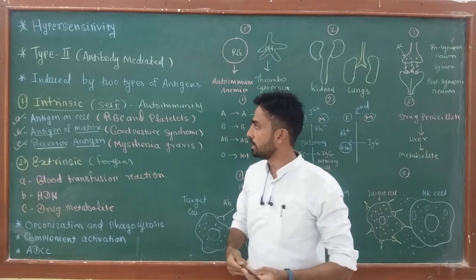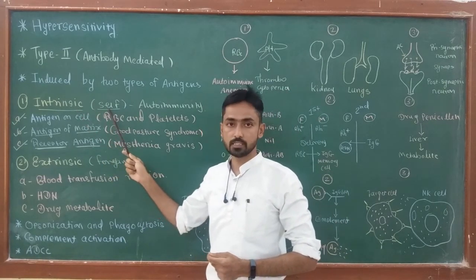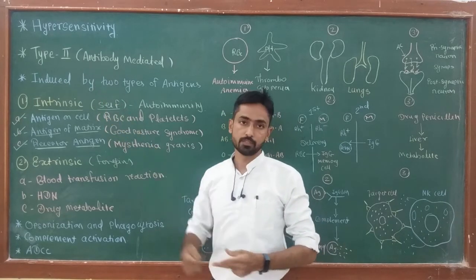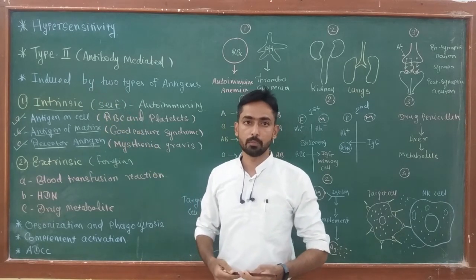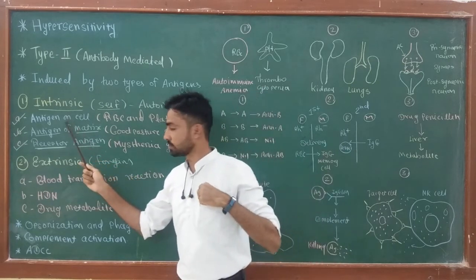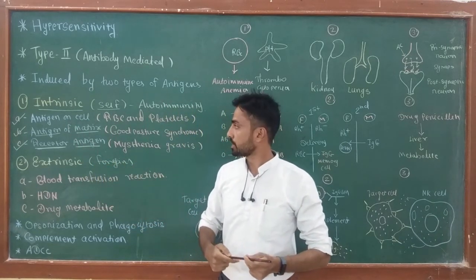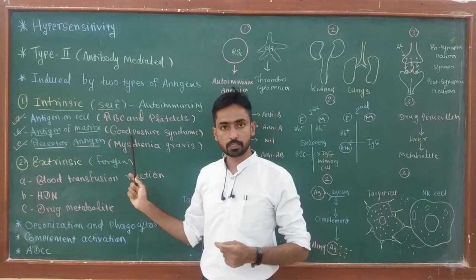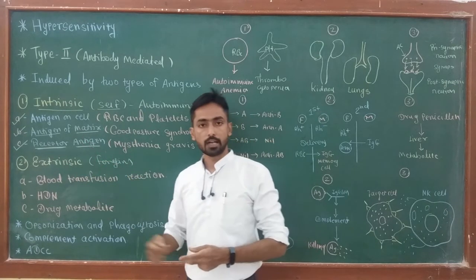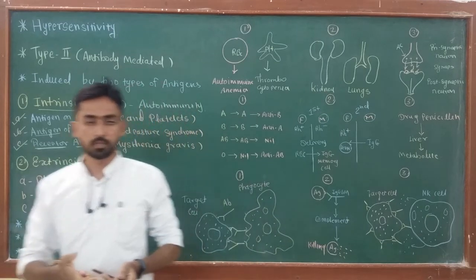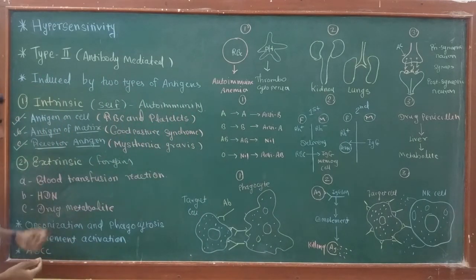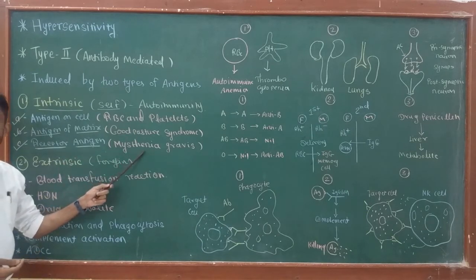So this is all about the intrinsic or self antigens that ultimately cause type 2 hypersensitivity. Okay, and the examples of self antigens are the antigen on the surface of RBC and platelets, then the antigen on the basement membrane surface which leads to Goodpasture syndrome, and the antigen which is nothing but the receptor of hormones and neurotransmitters like acetylcholine. An example is Myasthenia gravis.